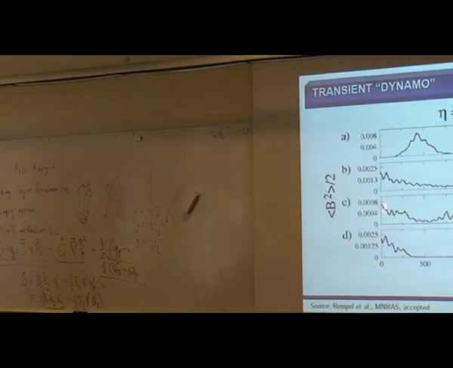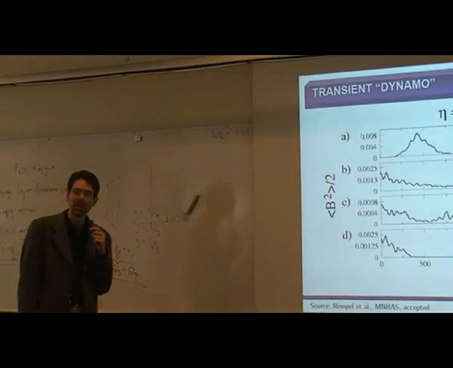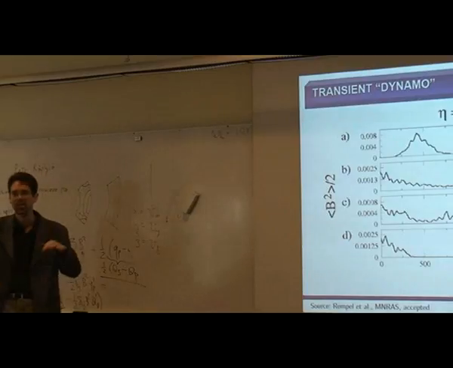This is for different initial conditions. You see several different initial conditions. You have transient chaotic behavior and then it goes down. What was the seed field? The seed field is about 10 to the minus 5, I think. Just random numbers? Yeah, random numbers.